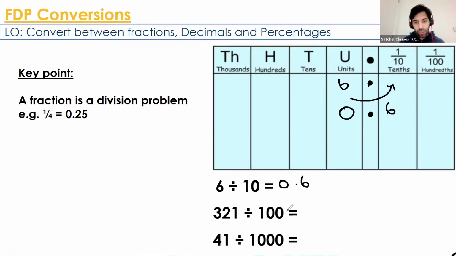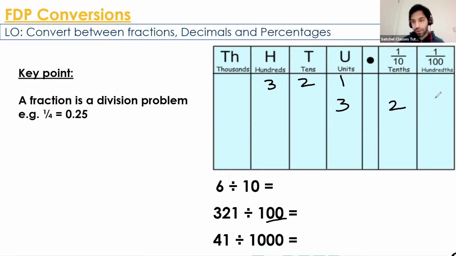Likewise here, we have 321 divided by 100. If I just clear the drawings. So we have 321 divided by 100. So this time we're going to move 2 columns to the right. So 3 is going to move 2 places to the right. 2 is going to move 2 places to the right. And 1 is going to move 2 places to the right. And then we will have our decimal. So that's going to be 3.21.